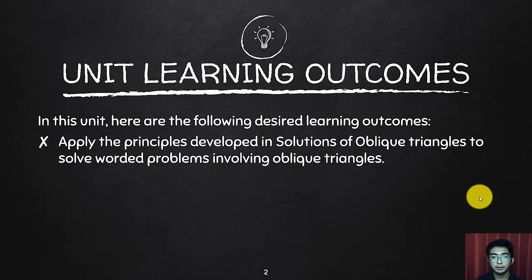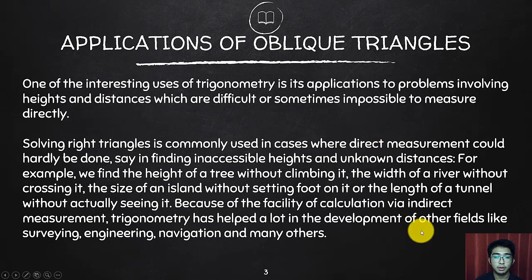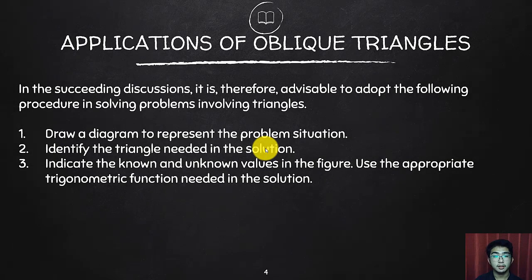So we're going to refer back to the principles developed in solutions of oblique triangles to solve worded problems involving oblique triangles. This particular video is very similar to the previous one. These are also the phrases that I've included in the applications of right triangles. But this time, the only thing that will change is that we're going to use principles from solutions of oblique triangles. So we're not going to use anymore the 6 trigonometric functions, nor the Pythagorean formula. What we're going to use now will be the law of sine, or the sine law, and the law of cosine, or the cosine law.